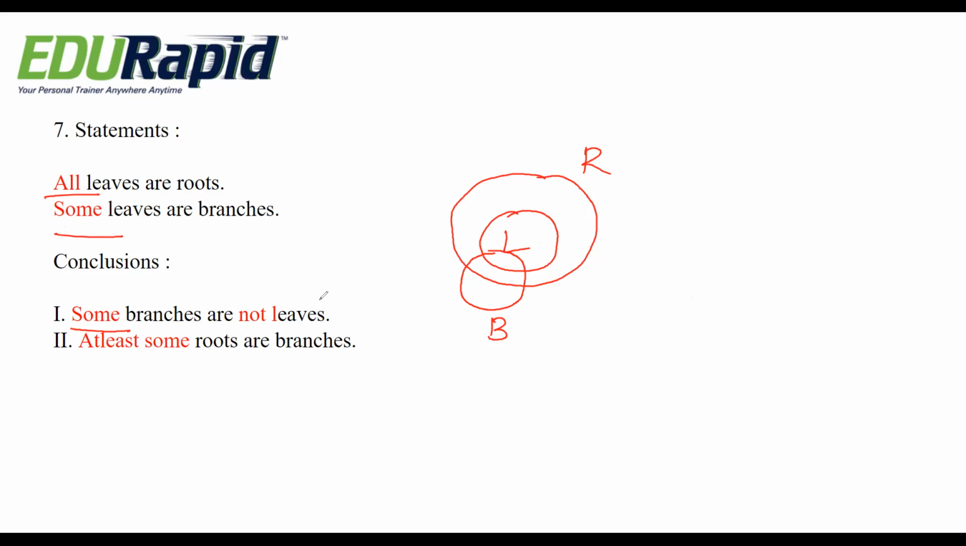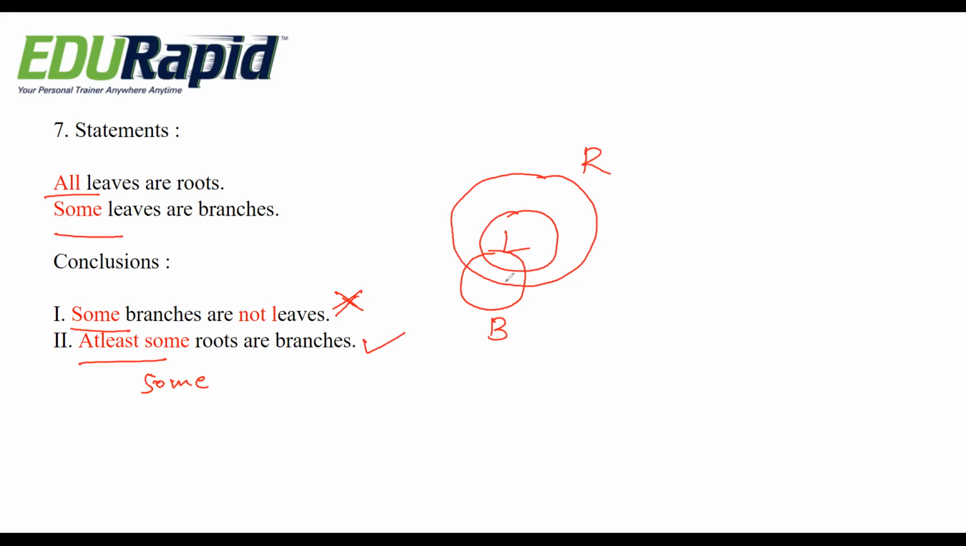That is wrong, because in the statement they are only telling that some leaves are branches. Then obviously some branches are leaves. So that some branches are not leaves does not follow. At least some means some. At least some roots are branches. Some roots are branches is a possibility.